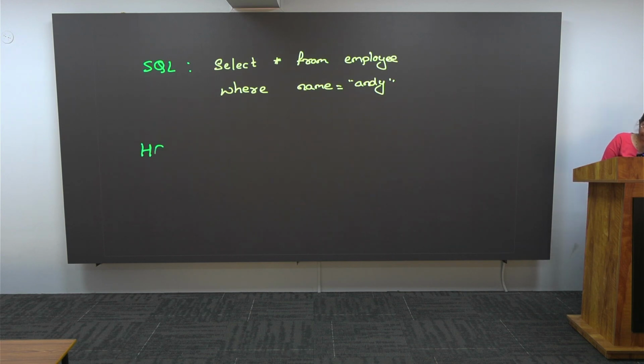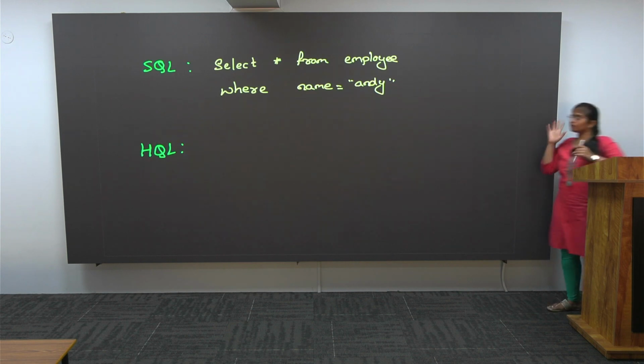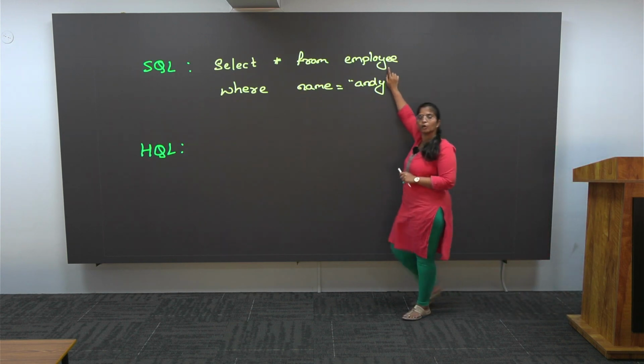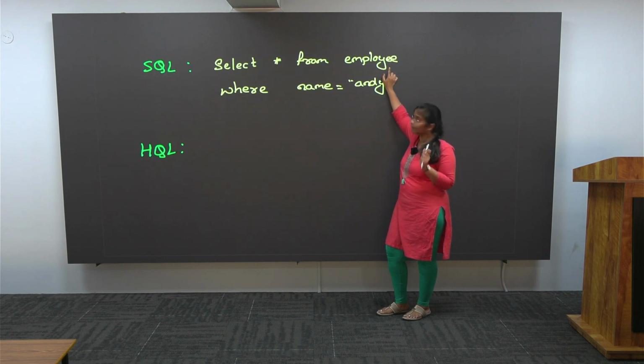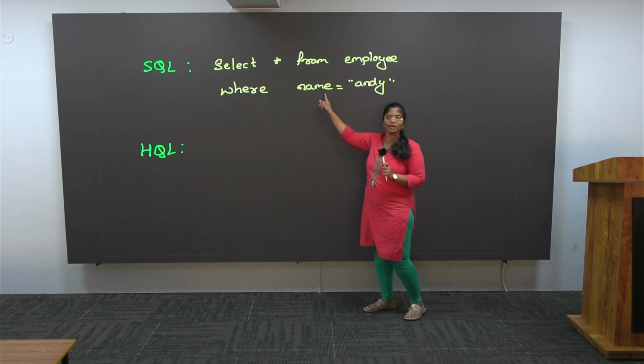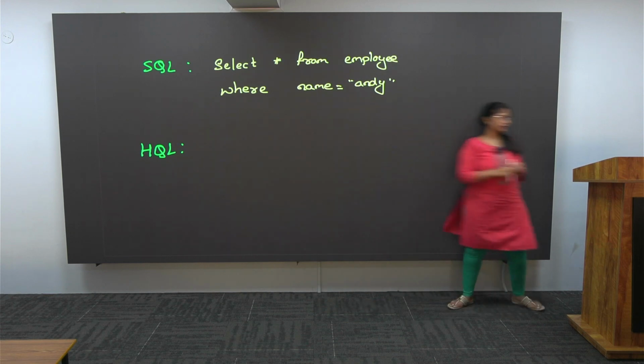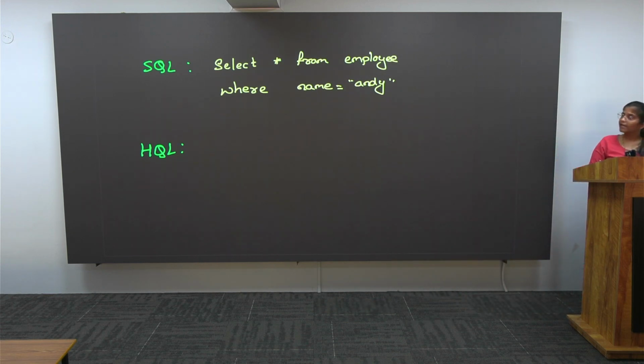It is almost the same, but a few changes have to be made. First of all, tell me, in your SQL query, what is this employee? It is a table name. What is this name? Column name. But when it comes to an HQL query, if you want to read all the data, you directly start from. If you want, you can write select star. If you don't write it also, it will read all the data. From, and whatever you are writing, this employee is referring to your class name, not a table name.